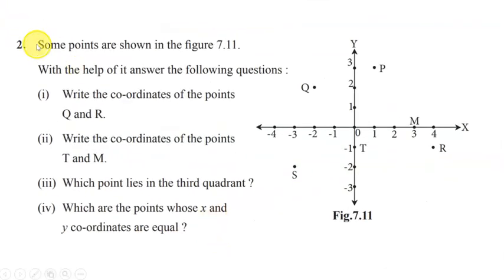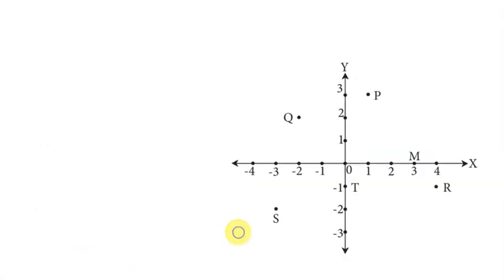Next, question number 2. Some points are shown in figure 7.11. Okay, in this figure the x axis and y axis are taken. With the help of it, answer the following questions. Write the coordinates of the points Q and R. Next, write the coordinates of the points D and M. Third, which point lies in the third quadrant? And fourth, which are the points whose x and y coordinates are equal? Okay, let's see one by one.